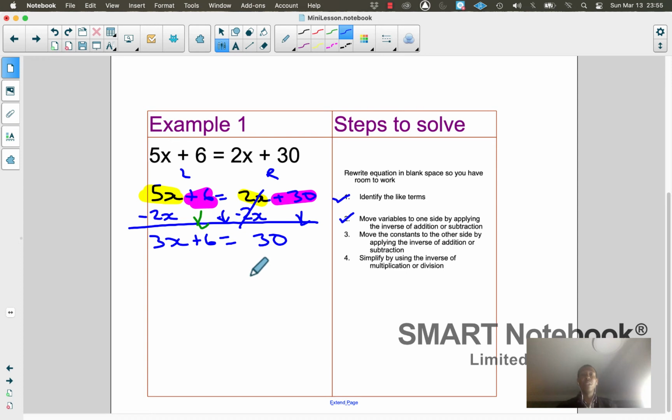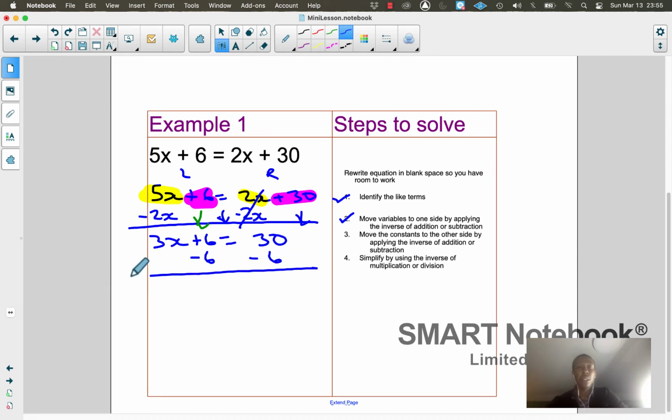Step number 3, we're going to move the constants to the other side of the equation by applying the inverse of addition or subtraction. So now look at the constant 6. What is the operation? Is it addition or subtraction? It's addition. So what is the inverse of addition? So we're going to subtract 6, right, on both sides of the equation. Go ahead and do that.